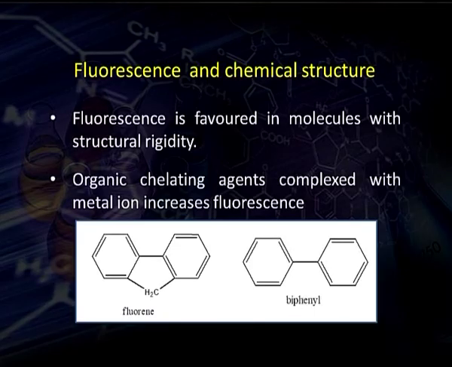Fluorescence is favored in molecules with structural rigidity. That means, the molecules which are structurally rigid show more fluorescence. Organic chelating agents complexed with metal ions increase fluorescence. For example, we have this, fluorene, and this is biphenyl. These are chelating agents, that means, they form chelates with metal, or form rings with the metal ion. So, these show more fluorescence, or these increase the fluorescence.